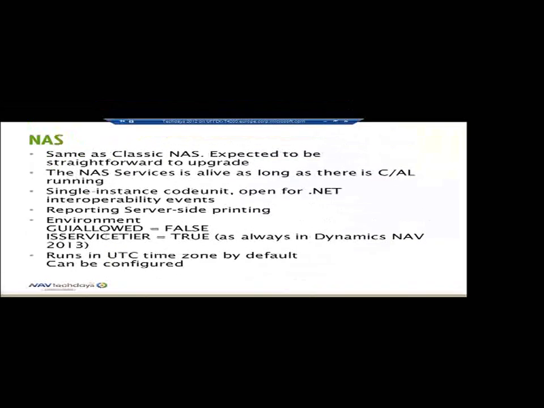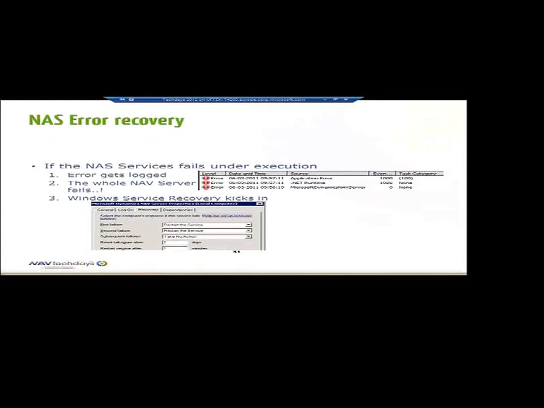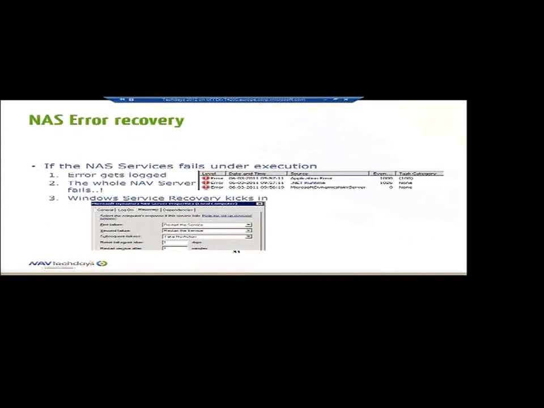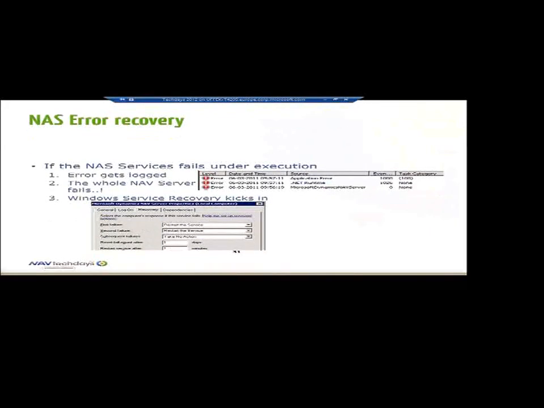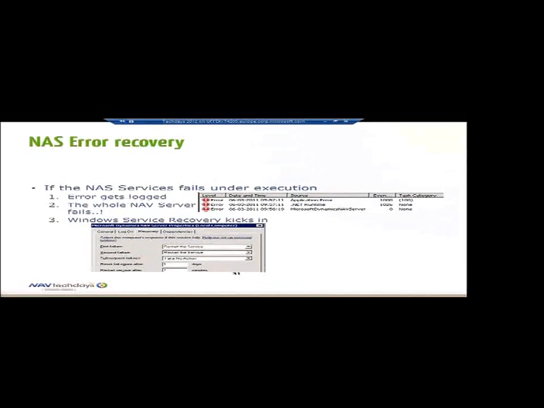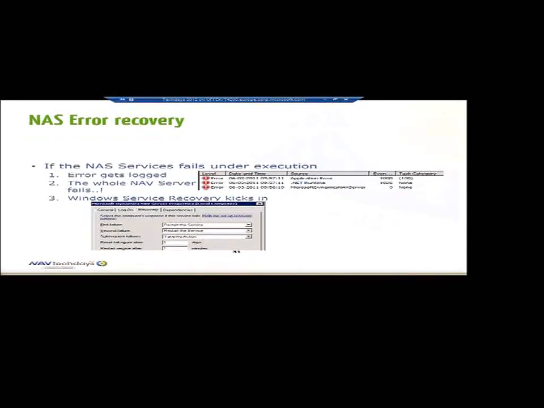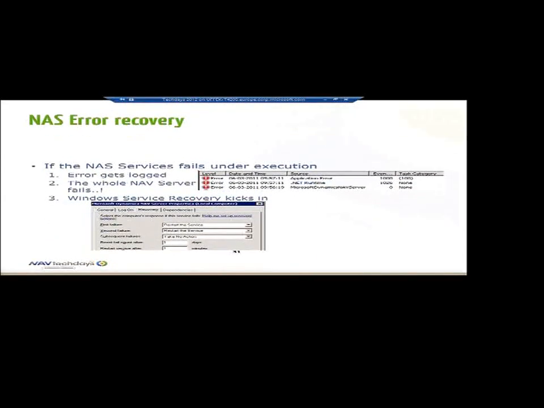Nothing special new there. Then the question was what to do with error recovery. That's one of the tricky things with both background session and NAS, the way they handle errors. Because usually you see a message box if something really goes wrong. There you have to go into the event log, and there the message will be logged as an error. And if you set up your service to recover, and it's set up to do that once every day in the standard installation, you can configure it differently, it will restart.